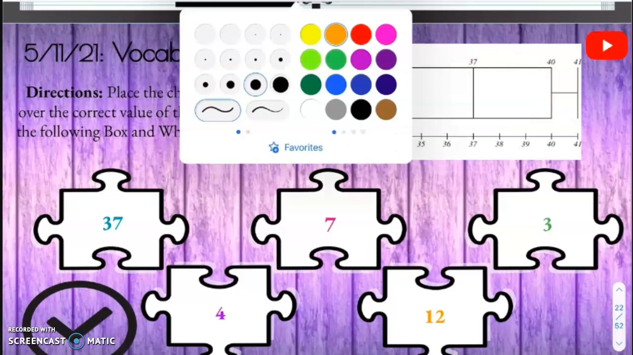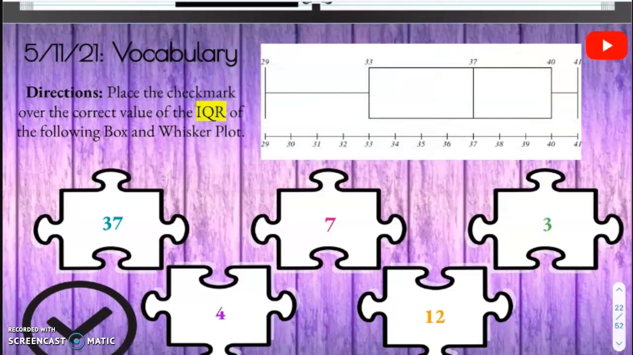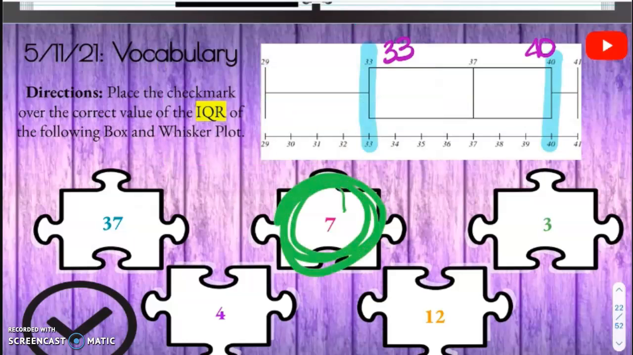So we're going to take a look, and we'll have quartile 3, and we're going to subtract quartile 1. So quartile 3 is at 40, quartile 1 is at 33. So 40 minus 33 is going to be 7. So it is that pink one. It is 7. And that's going to be it for our fluency and vocab. Great job.